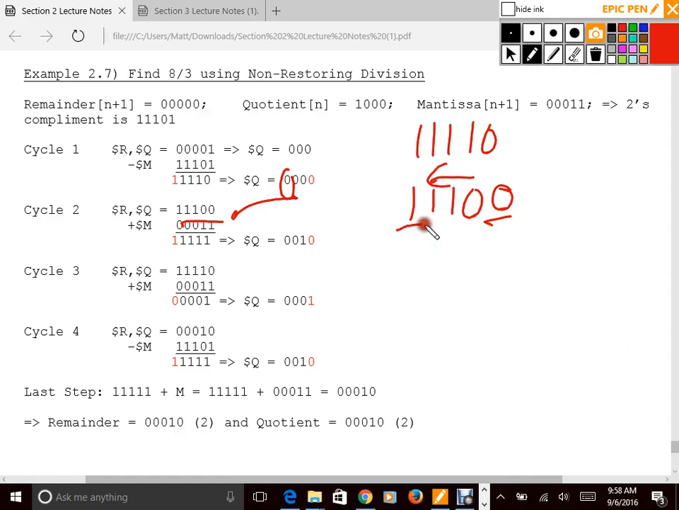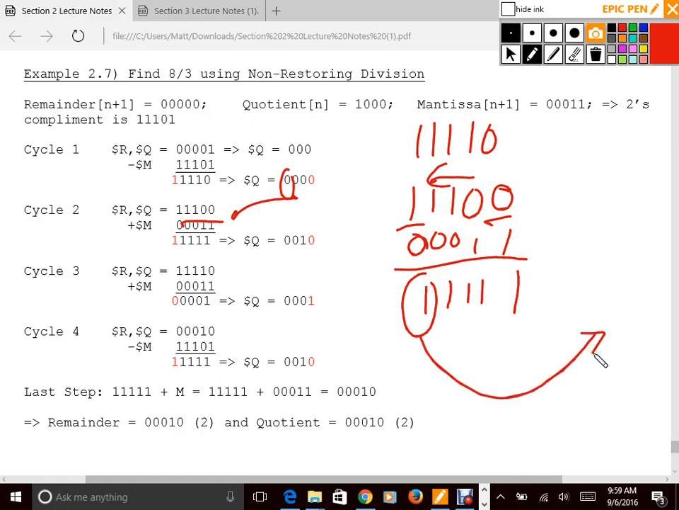In this case, it starts with a 1. So we add the mantissa. So it becomes 0, 0, 0, 1, 1. Then we get all 1s. The most significant bit of the remainder becomes the negation of the least significant bit of the quotient, which is what we have here. That should read 0, not 1, 0. My apologies.